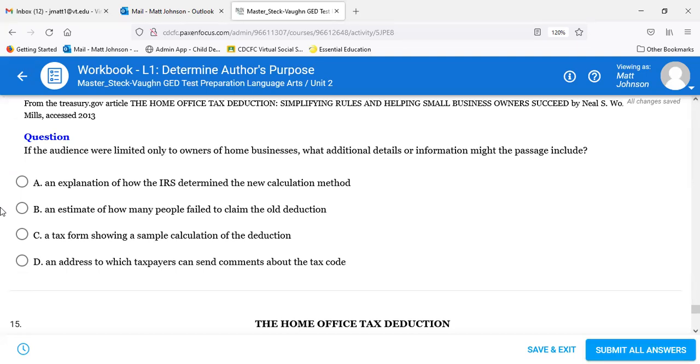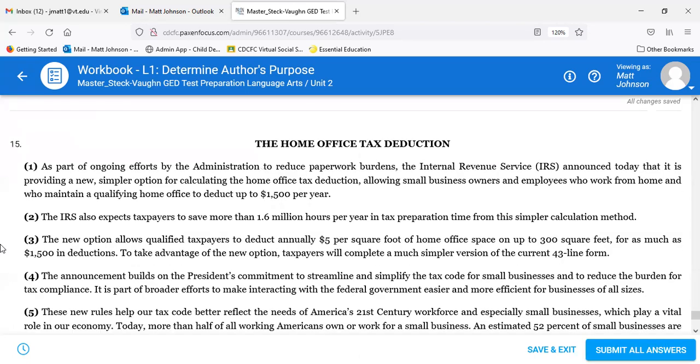So it's C, a tax form showing a sample calculation. An explanation of how the IRS determined the new calculation method might be relevant for accountants or other government entities. But if this was just the owners of home businesses, they would want to know, well, how am I going to calculate this? How is this going to affect me? So with that specific information in mind, they would want something more about how it's going to look for them on a tax form. So C for number 14. But this is obviously a broader audience, trying to reach more people to get them to support it. And then number 15, how about Christiana?